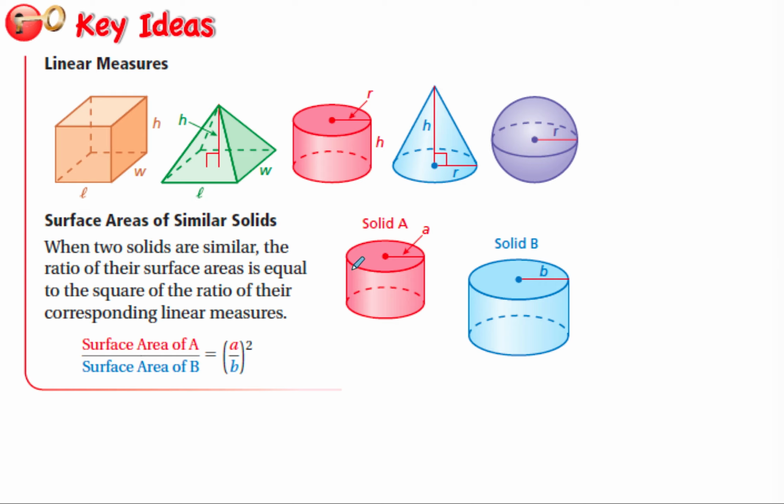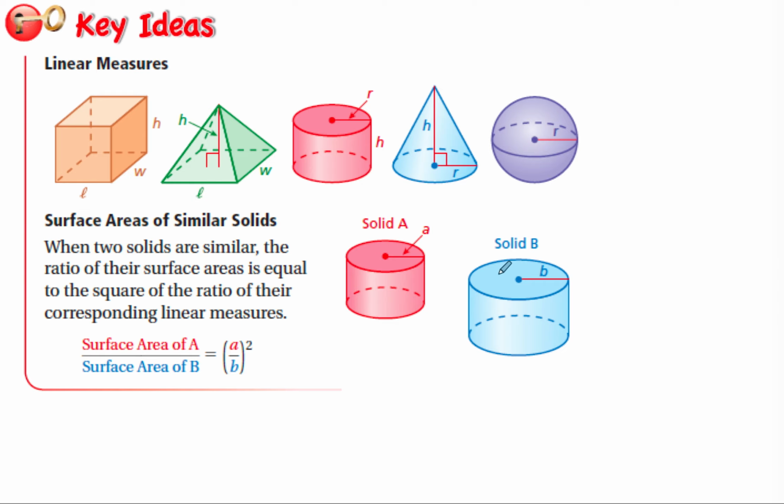What that means is if I compare these 2 shapes, solid A and solid B, and I want to know how their surface area compares, I look at their linear measurements, a line on them. That line might be the radius, it might be the height, but it has to be the same measurement on both. So here A is the radius on this one, B is the radius on this one. So if I want to know how the surface areas compare, I can take my 2 radii and I can square that, and it'll tell me the ratio of surface A to surface B. It's squared because area is in square units.